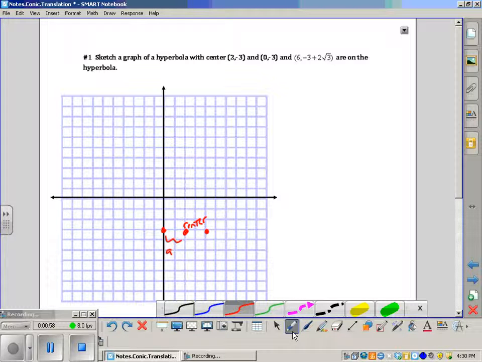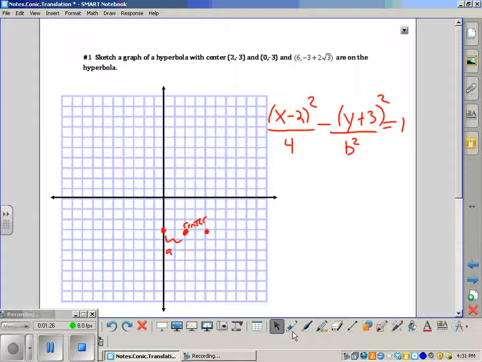So right away, we can do this. Plus 3. Okay, there's our form right there. We're really close to the answer. Well, at least now we have to figure out what b is. So let's do that. It gives us a point. 6, comma, -3 plus 2√3. So let's see.